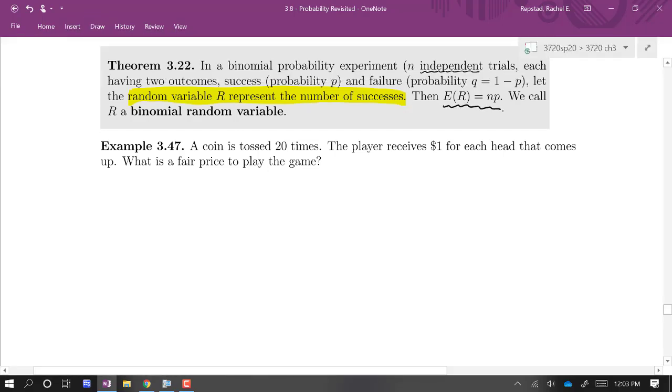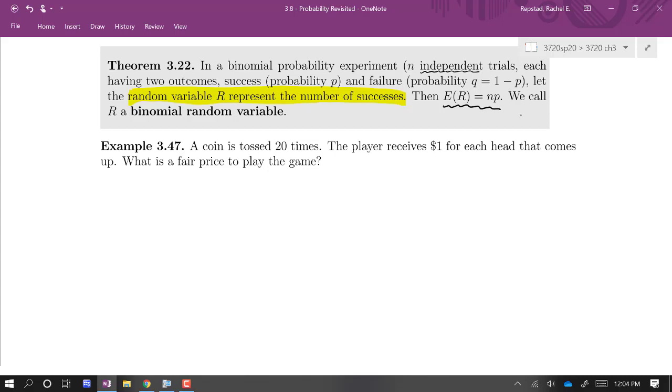You don't actually have to calculate. Now you can go through and calculate the value of the random variable times the probability and add them all up like we did in the last examples. But if your random variable just counts the number of successes, that will always just be equal to n times p. So when you have a binomial probability experiment, I guess the first step is recognizing when you have one. Because if you know it's binomial, then your calculations are a little easier.